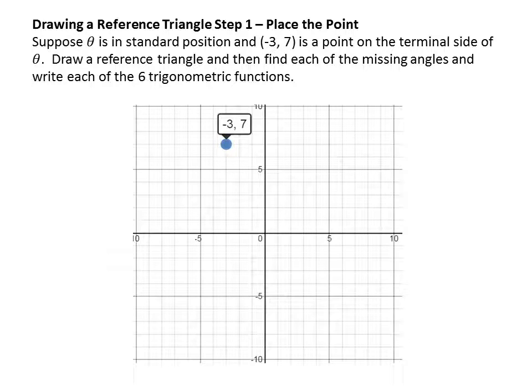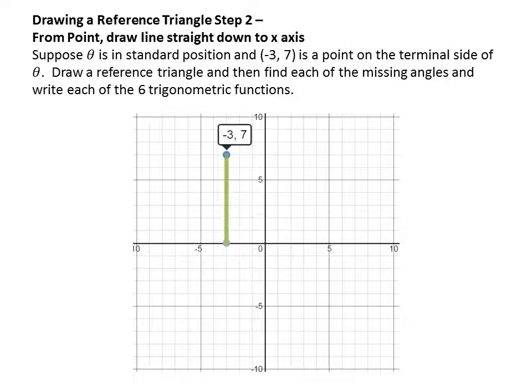The first thing that we're going to do is look at our coordinate plane and draw our point. Since we have the point negative 3, 7, it's going to be in our second quadrant. The next thing we do is from that point, draw a straight line down to the x-axis. If our point was in the third or fourth quadrant, we'd go from that point up to the x-axis. We always create that 90-degree angle with the x-axis.